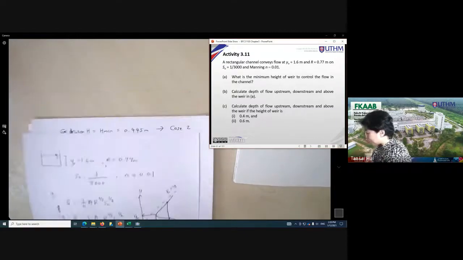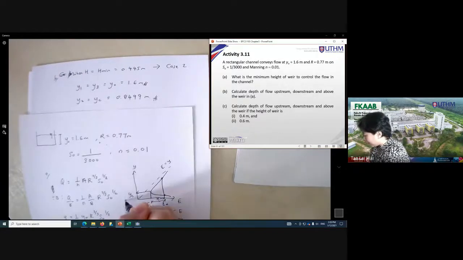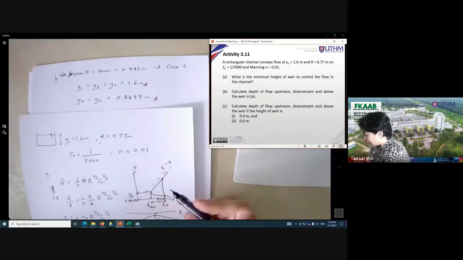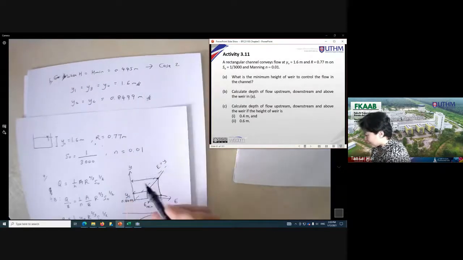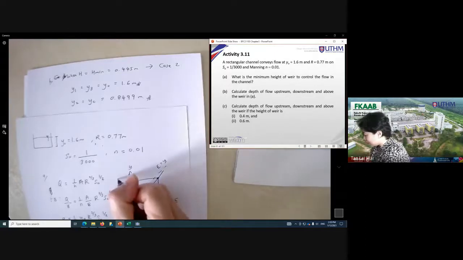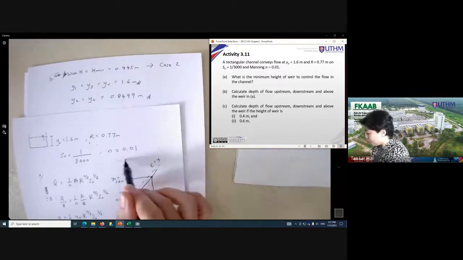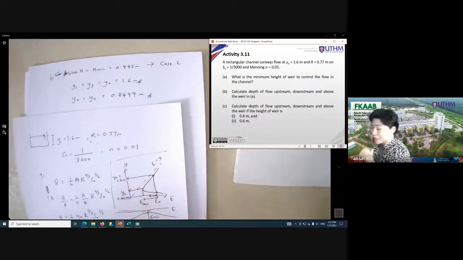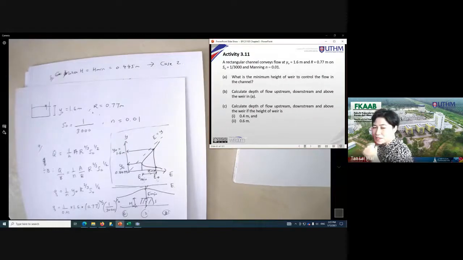Now, if I go back to my specific energy curve, look at here. You also can check whether this is subcritical or supercritical. You see my YC is 0.8499 meter. Now, my Y naught is actually greater than my YC, which should be this point. Therefore, my Y naught is in subcritical state. This is my Y naught, which is equal to 1.6 meter. Of course, you can write down whatever value you want, which is the E min and E naught. So to know how to draw this is important. It actually helps you understand the formula as well basically.